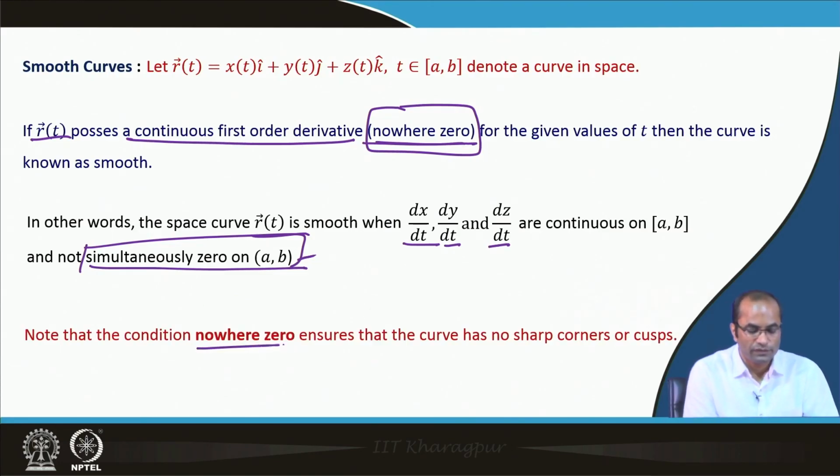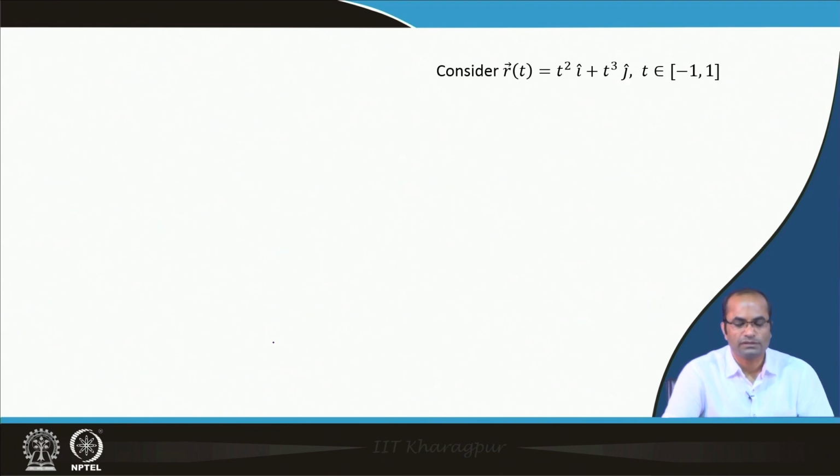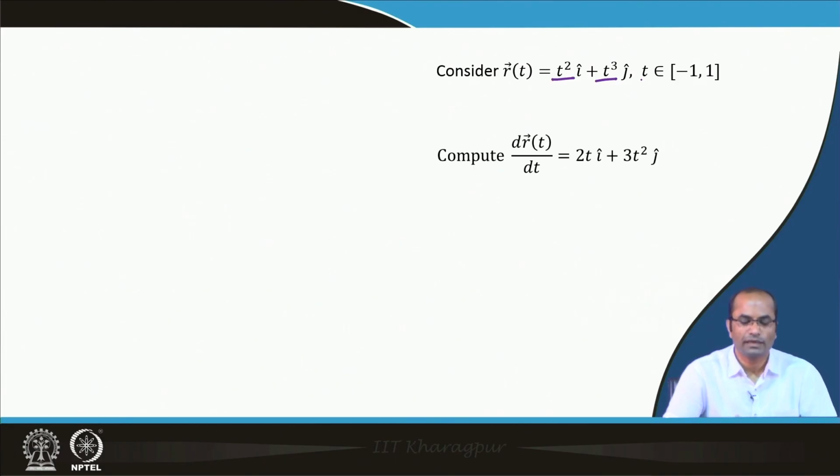So, this condition nowhere 0 ensures that the curve has no sharp corner or cusp. This we will explore in the next example. For instance, consider R(t) = t square i plus t cube j, a curve in 2 dimensions, where t varies from -1 to 1. If we compute dr/dt, the derivative of t square is 2t, and t cube is 3t square. So, we have this tangent vector 2t i plus 3t square j, and if we compute this at t equal to 0, we see that this tangent vector is 0.